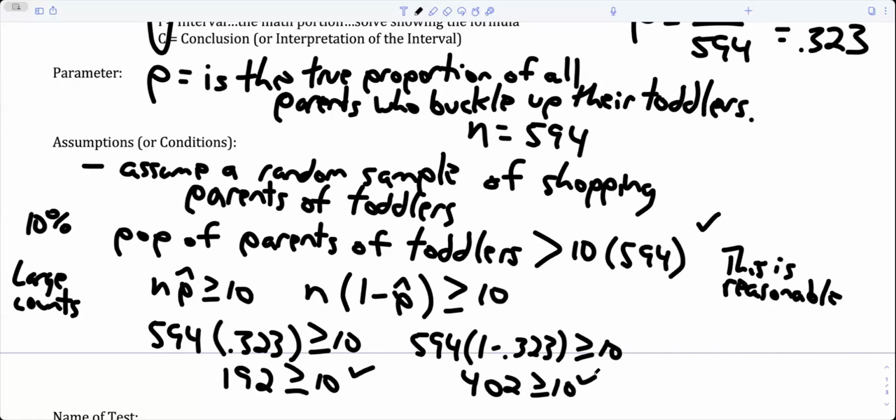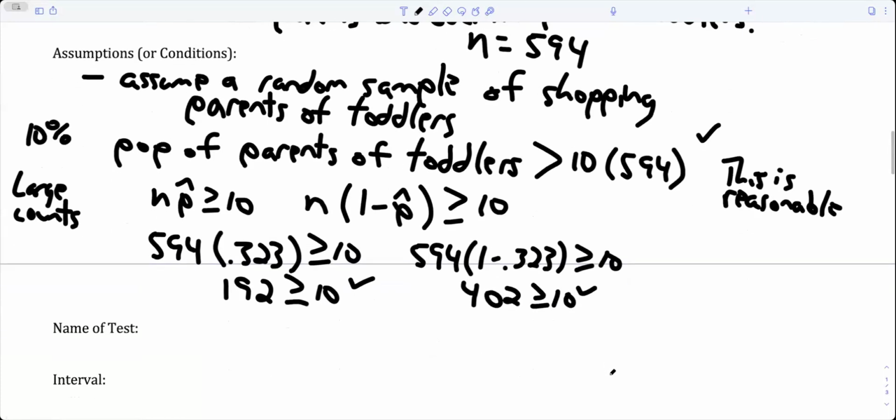Okay, so I list all my assumptions, check that they are met. And then the N stands for the name of the test. So what is my level? Look at the stem of the problem again. What did they ask me to find? Okay, so this is a 95% confidence interval.